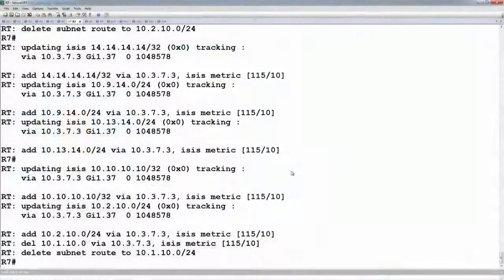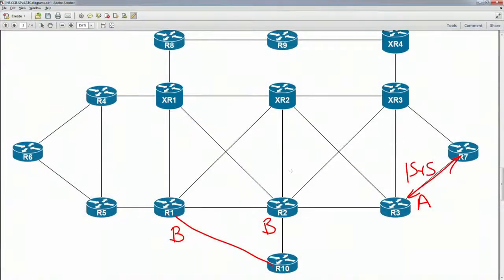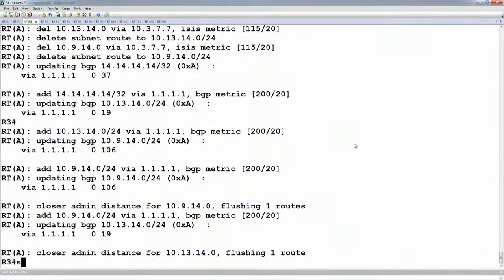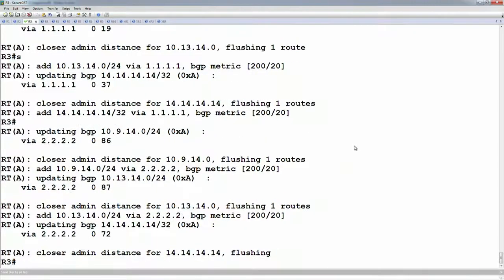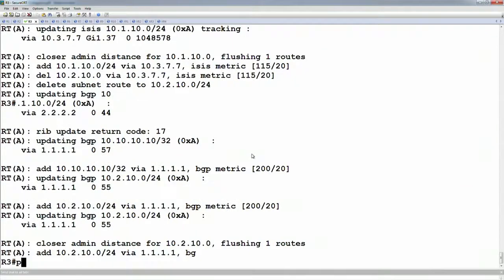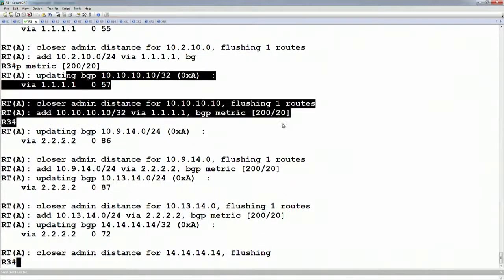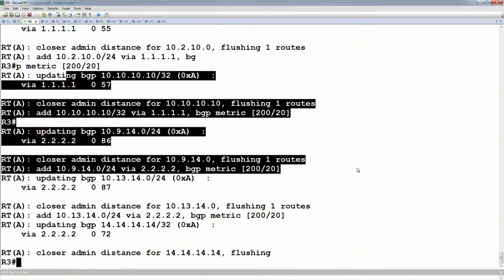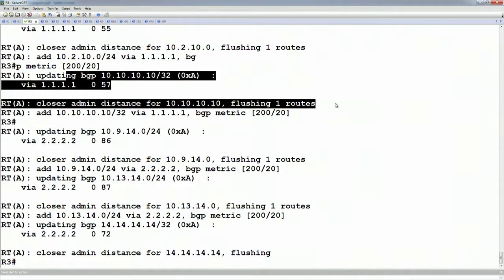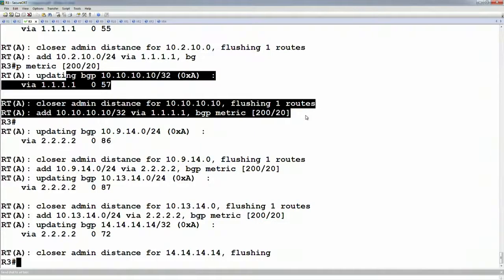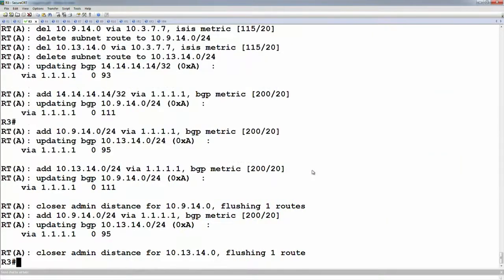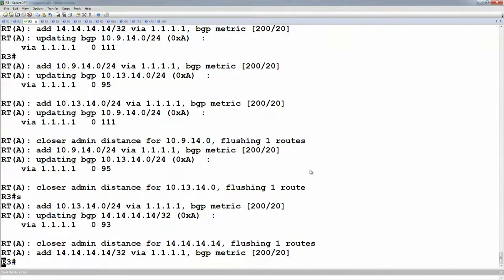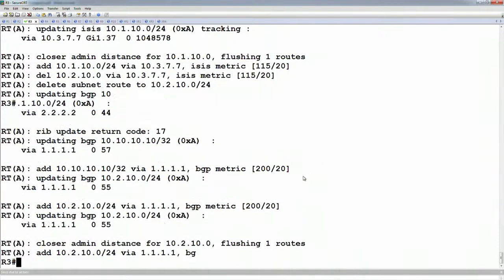So from 7's point of view, there's only one way that we can get this update. The update has to be coming in from router 3 because that's the PE router. So let's go up to router 3 and look at the same thing. And it says we're adding the route because of what? It says we had a closer administrative distance. We're adding the route through BGP, and then we found a closer administrative distance through what? The closer distance must be through ISIS.